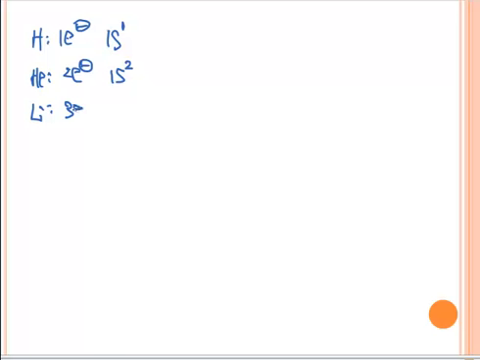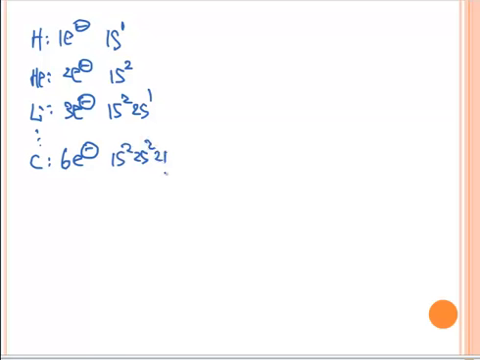Lithium, 3 electrons. You have 1s2 now. Can you do 1s3? Can't, because of the Pauli exclusion principle. So now you go to 2s1, and it just keeps on moving on. Let's see, carbon, we have 6 electrons, and we're going to have 1s2, 2s2, 2p2, because there are 2 left.